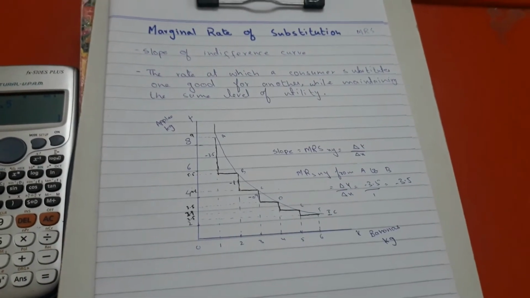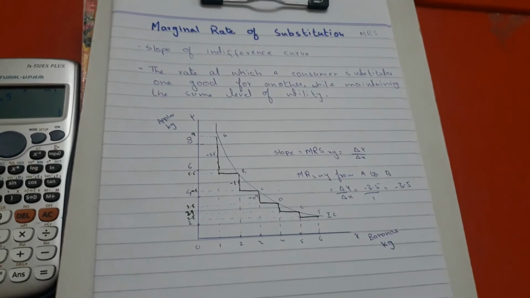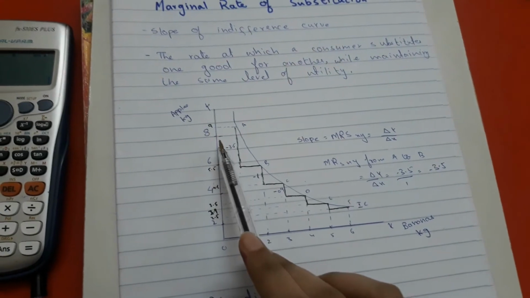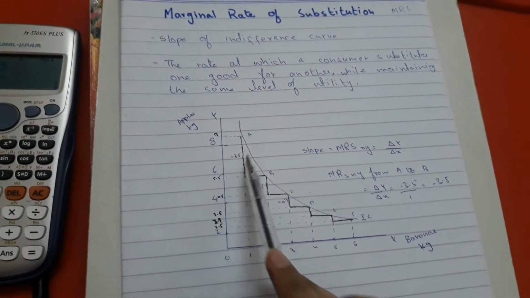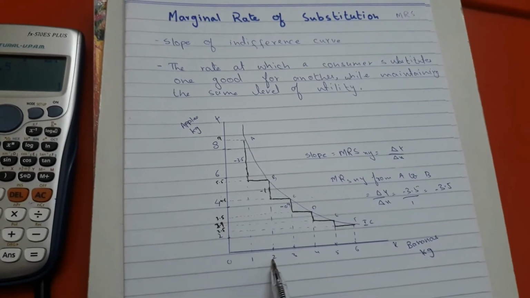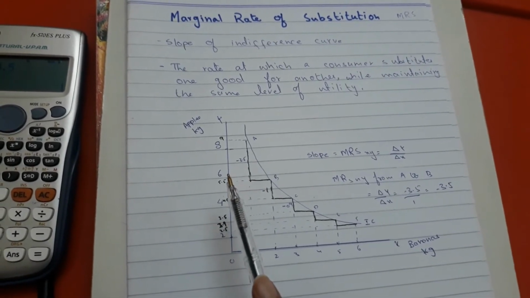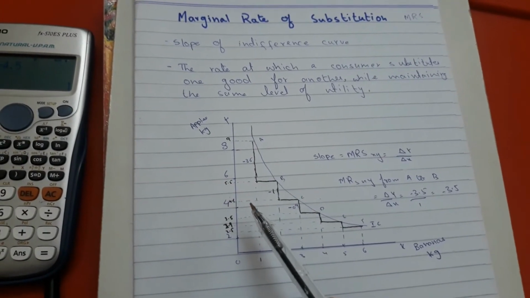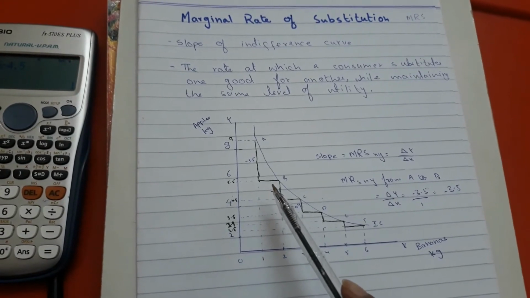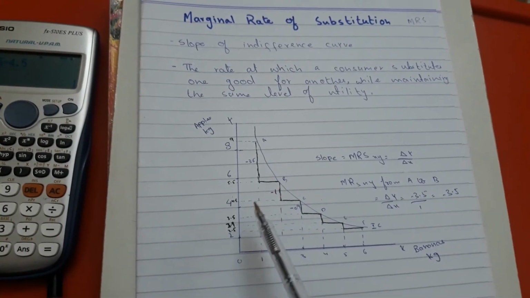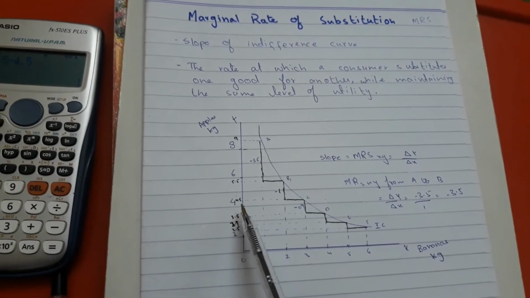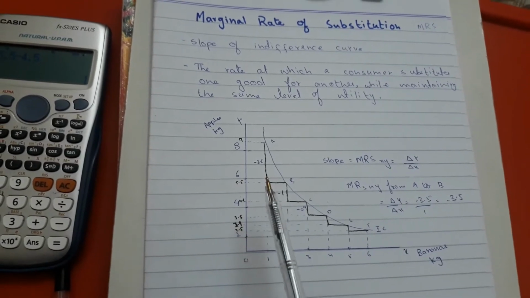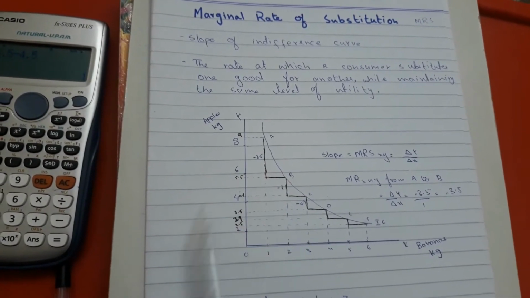Now the question is, why does it diminish? Why does MRS diminish? So this diagram shows that when we have more of good Y, we are willing to forego more of it for an extra unit of good X, but as the quantity of good Y decreases, we are willing to let go less of good Y. That is because when we have less of something, its value is more. When we have more of some good or commodity, its value is less.